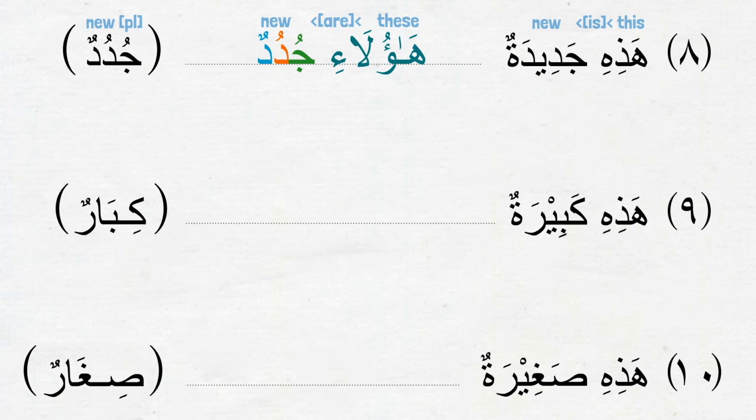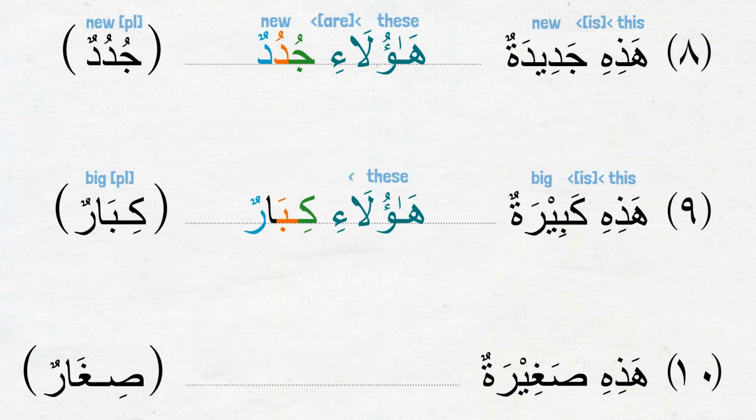Sentence 9. هذه كبيرة. This is big. The plural form of kabiratun is the same as the plural of kabirun, which is kibarun. We can write the new sentence as هؤلاء كبار. These are big. So this sentence هؤلاء كبار can also be used for both mudhakkar and muannath pluralism.